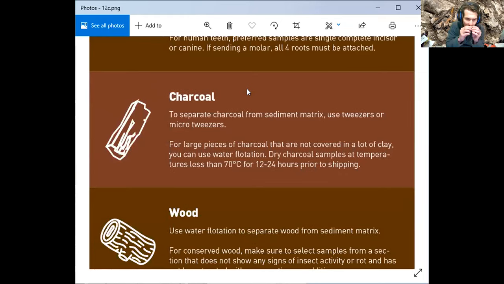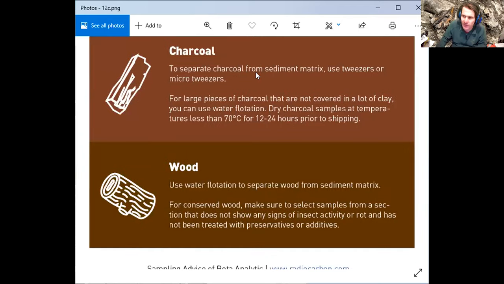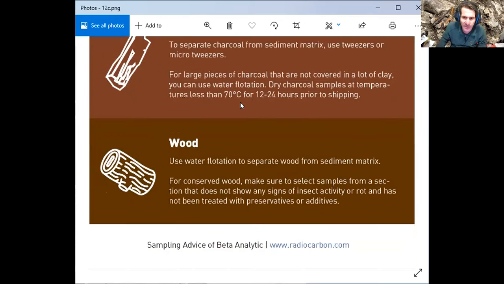So the next one is charcoal. To separate charcoal from sediment, you need to use tweezers. For large pieces of charcoal that are not covered in a lot of clay, you can use water flotation. So whenever Margaret's been washing, I always say, if we can keep some of the charcoal, just in case we might be able to get samples. Dry charcoal samples, you need to dry them out, uncontaminated. Wood. Wood itself, you can get radiocarbon off, but it needs to be really good samples of wood to get radiocarbon dating samples in the first place.